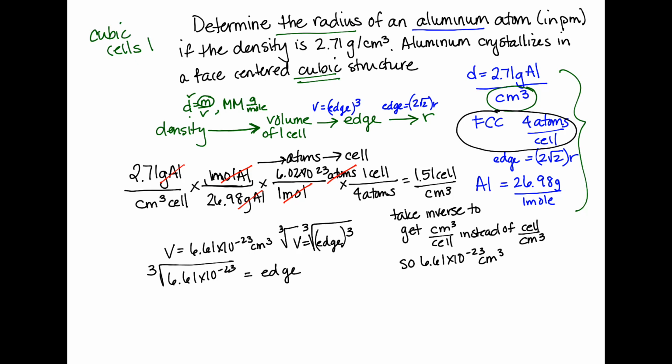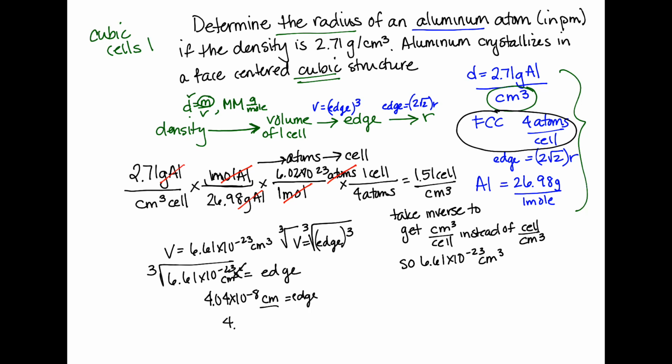On my calculator, I got that was 4.04 times 10 to the negative 8 centimeters. The units there, when you take the cube root of something that is cubed, that 3 cancels out, so that's why I'm just getting a centimeter there. That's equal to 1 edge length.